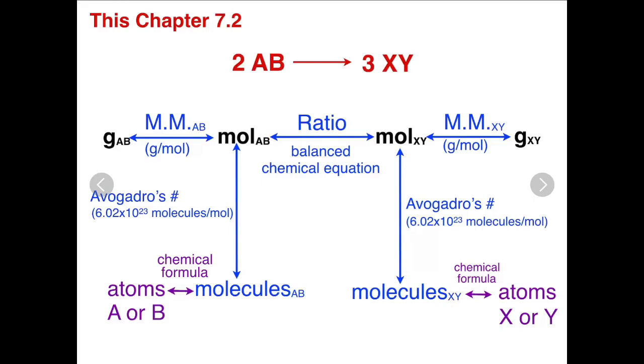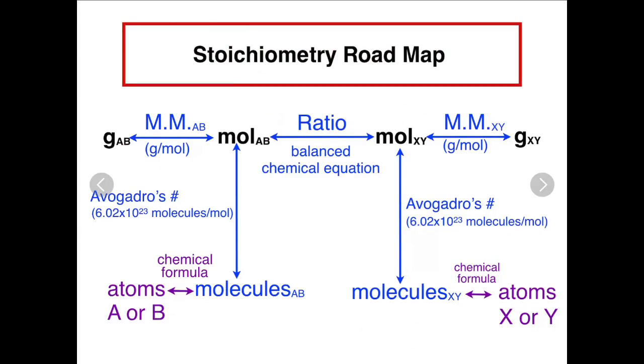So pretty much this roadmap that you see here is what we refer to as the stoichiometry roadmap. The most important part of this is going to be the ratio from the balanced chemical equation, because it allows you to convert from moles of something to moles of something else. Without that, you will not be able to find that connection.